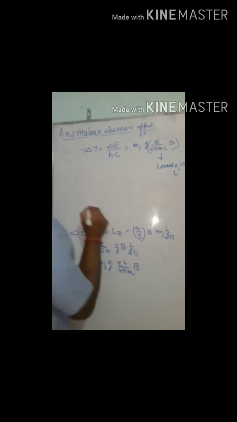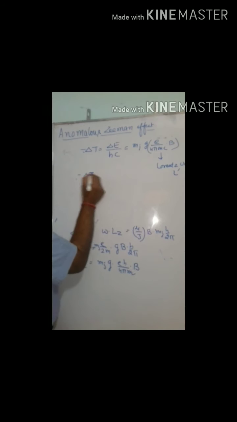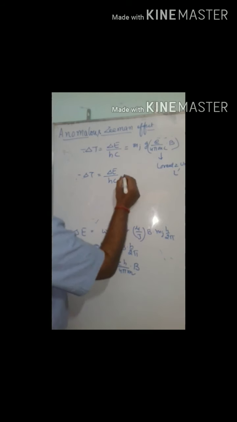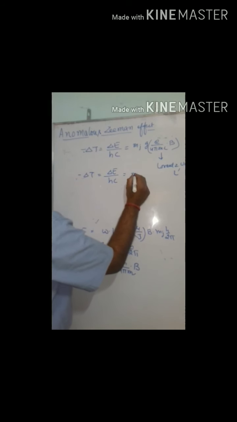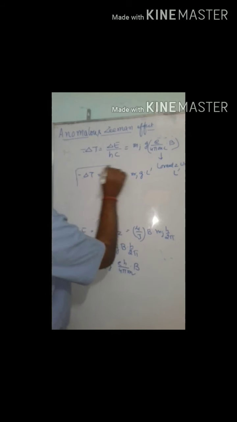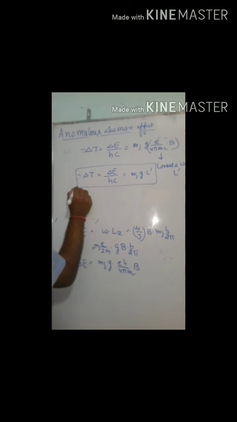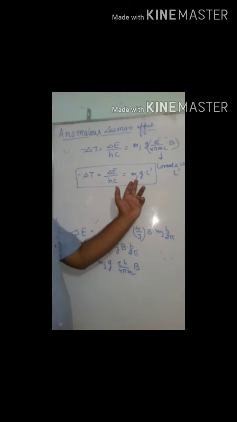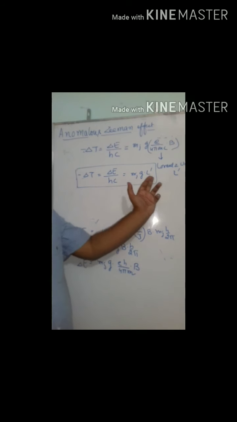L dash. So delta T is equal to e upon 4 pi mc into L dash, that is equal to mj into g into L dash.